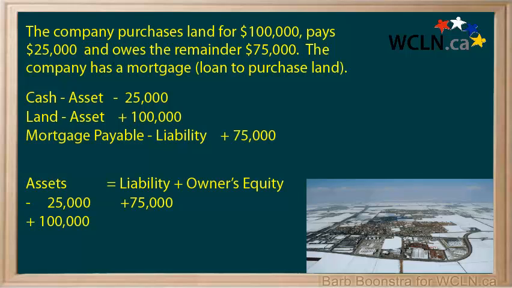Again, examining our accounting equation, assets equals liability plus owner's equity, you will notice that assets increase by $100,000, decrease by $25,000 because you've paid out cash, and your liabilities, the mortgage, increase by $75,000. Both sides of the equation remain the same and the account is balanced.